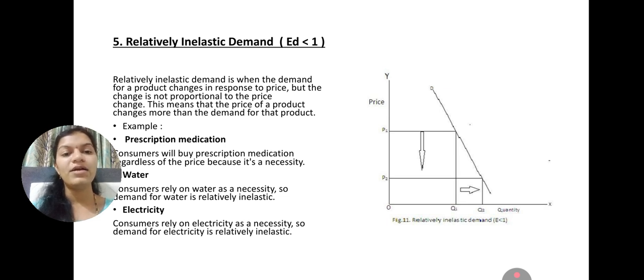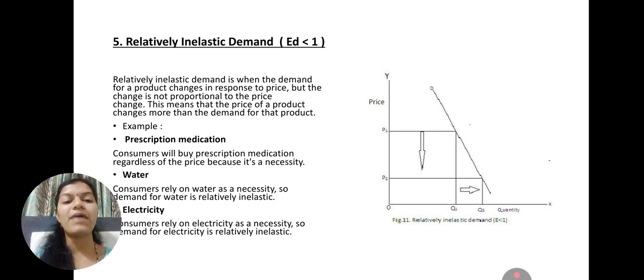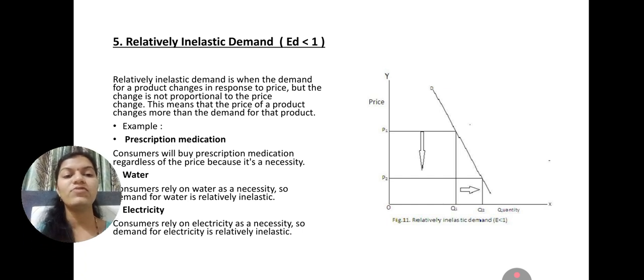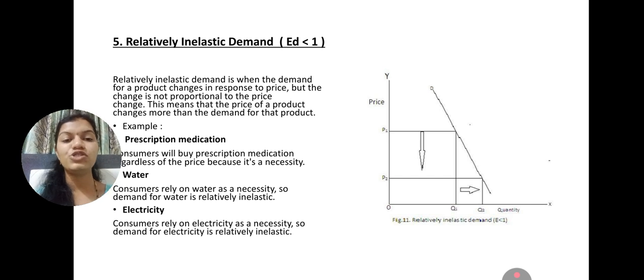For example, medications. Consumers will buy medications regardless of the price because they are necessary. Water: consumers rely on water as a necessity, so demand for water is relatively inelastic. Electricity: consumers rely on electricity as a necessity, so demand for electricity is relatively inelastic.